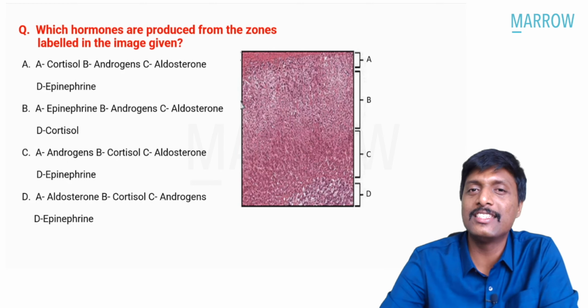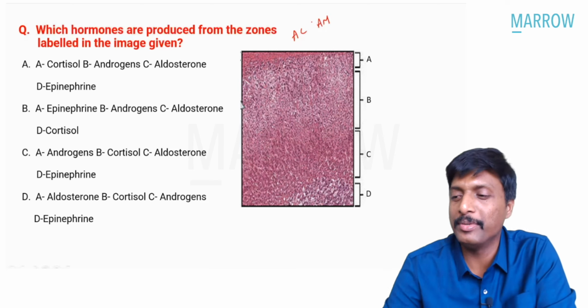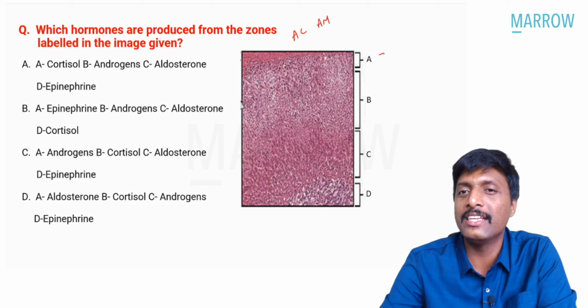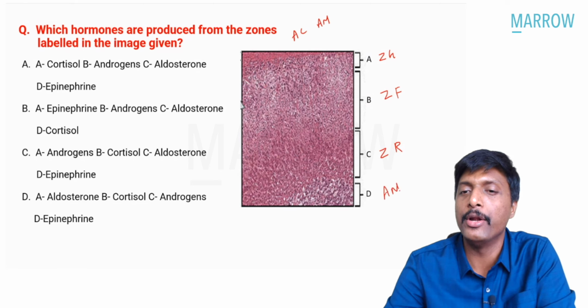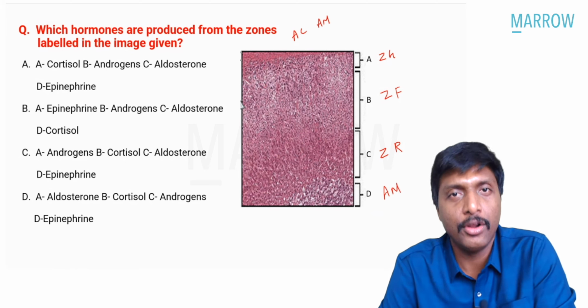So obviously, this is about our adrenal cortex and adrenal medulla, right? Very simple. So this zone A is our zona glomerulosa. This B is our zona fasciculata. The C is our zona reticularis. D is obviously the adrenal medulla. The first three, A, B, C, are cortical layers.